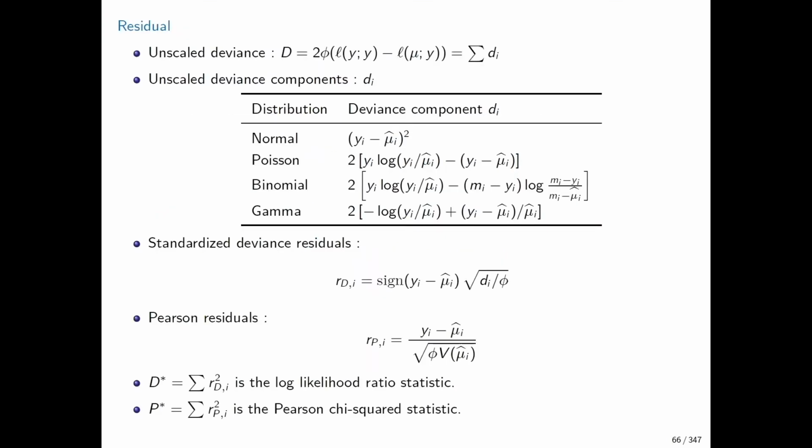To measure the residual, first we can calculate the unscaled deviance and unscaled deviance components, then the standardized deviance residuals, or we can use the Pearson residuals. Keep in mind that all distributions differ in calculating the deviance components, which you can see from this table for the normal, Poisson, binomial, and gamma distributions. On the other hand, D star is the log likelihood ratio statistic and P star is the Pearson chi-square statistic.